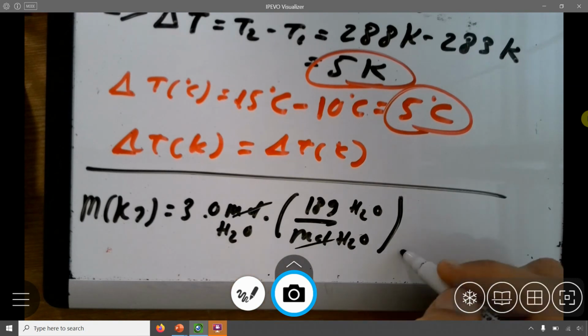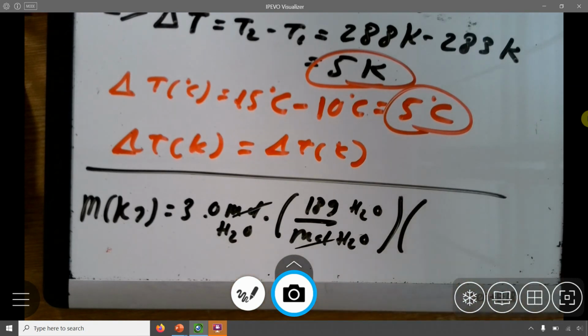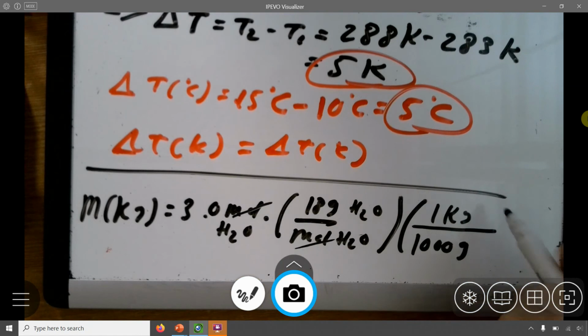And then now I need to get this into kilograms. And so I have 1,000 grams is 1 kilogram. And when I get all of that, I get that this is going to be 0.0054 kilograms of water. Okay, so I have my mass now.